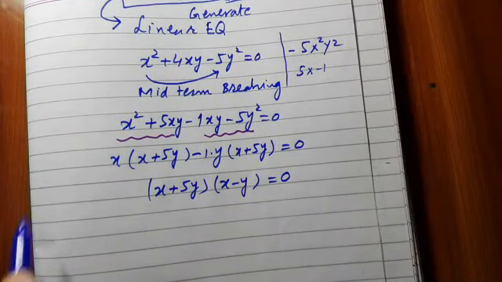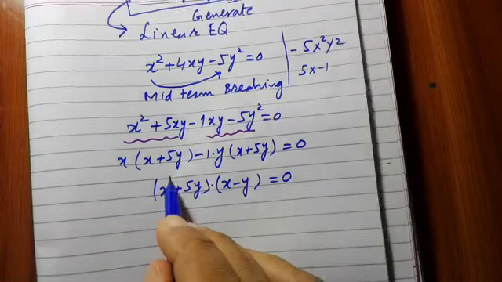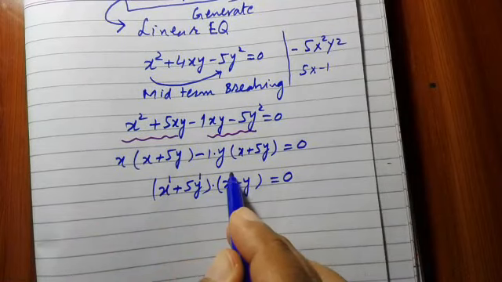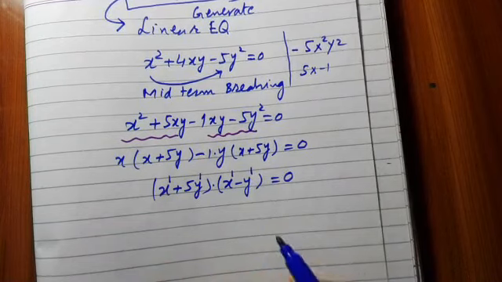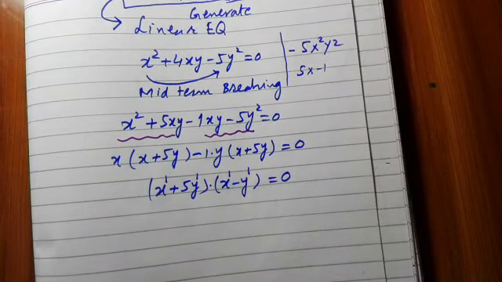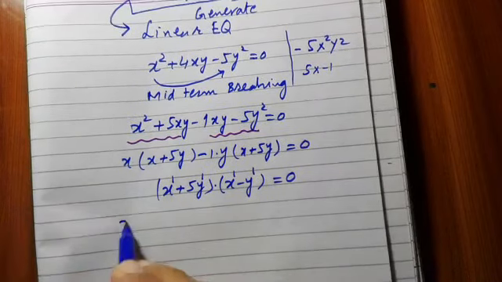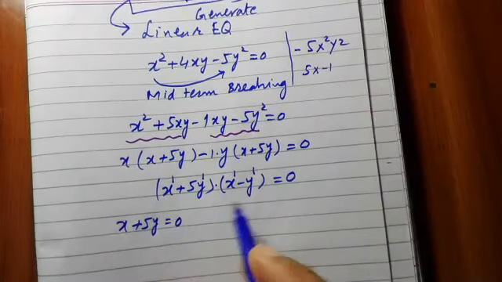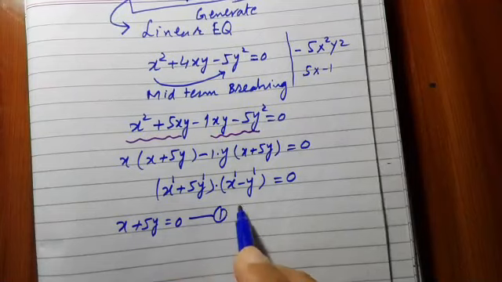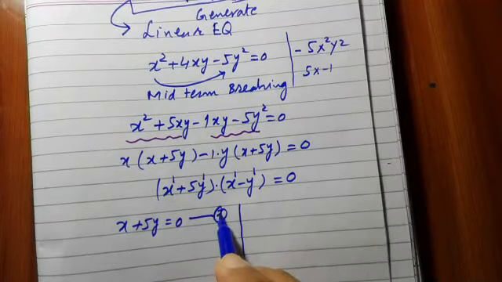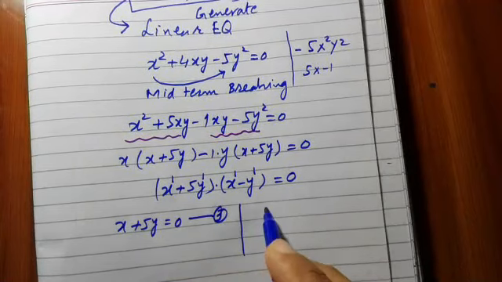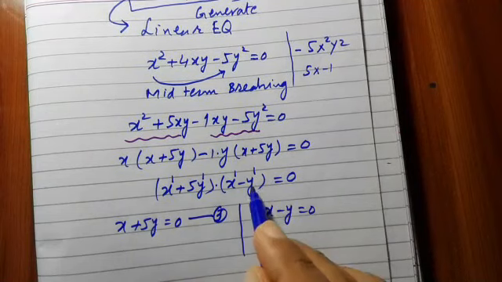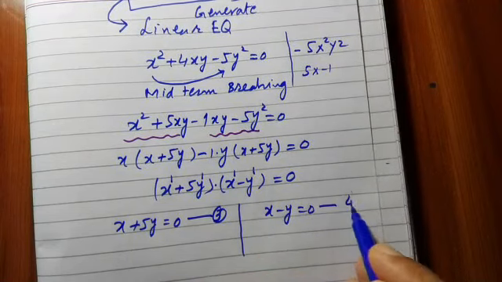So these are the 2 linear equations. And the identification of a linear equation is this, that there will be power 1 on both the variables x and y. So it will become a linear equation. So put it separately, like x plus 5y equals 0. Better to rename it, for example, let's put it as the third equation, and x minus y equals 0 for this factor. Rename it as equation number 4.